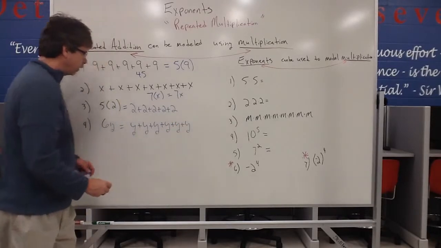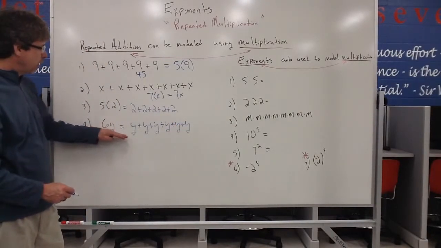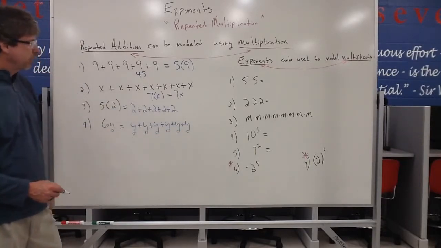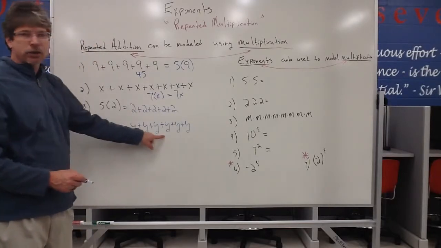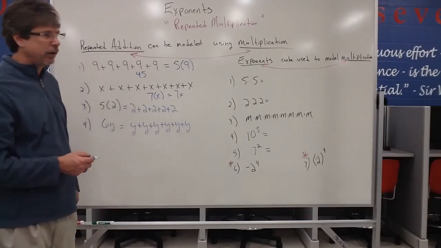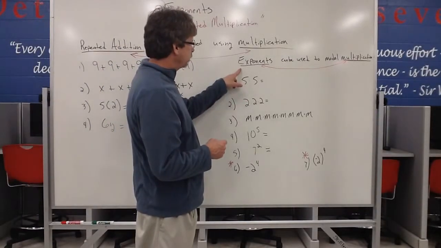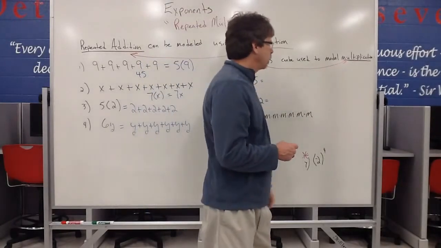So it's all about learning your vocabulary and what this actually can be interpreted as. So 6y can be modeled as repeated addition. So these both mean the same thing. A lot of times in my head, that's what I'll actually picture, a bunch of y's added together. Now, if I look at exponents, exponents can be used to model multiplication.